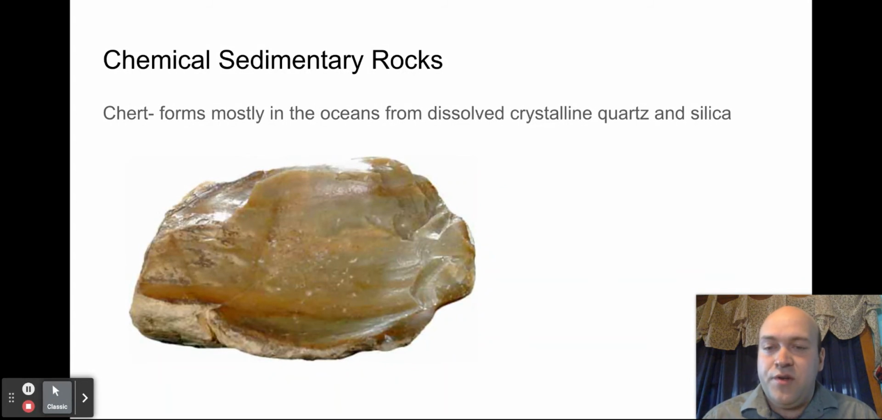Similar to that is chert. It's just made from mostly silica from other organisms that don't use calcite for their outer shells. And again, we just get a layer of these that settle on the bottom of the oceans and compact down to form this rock called chert. A lot of times chert and limestone are found together in layers.